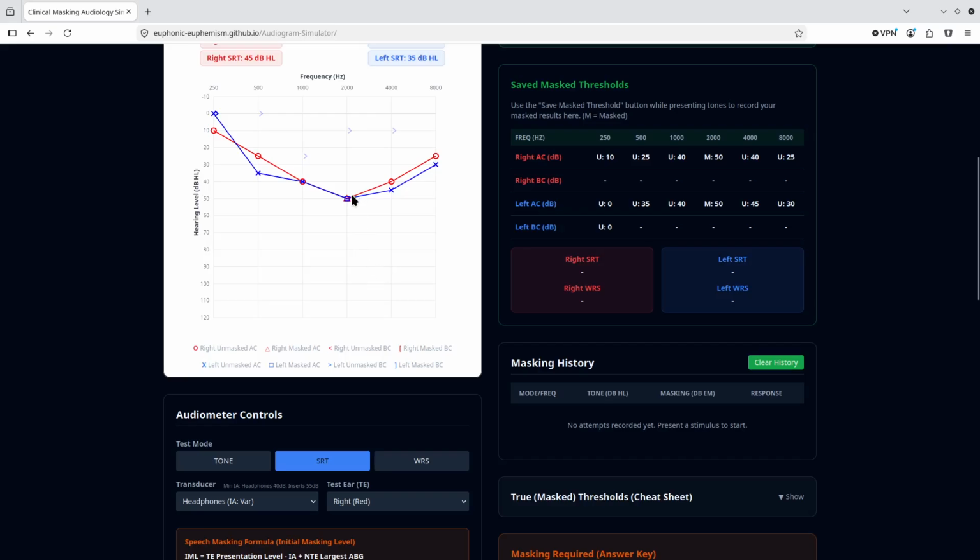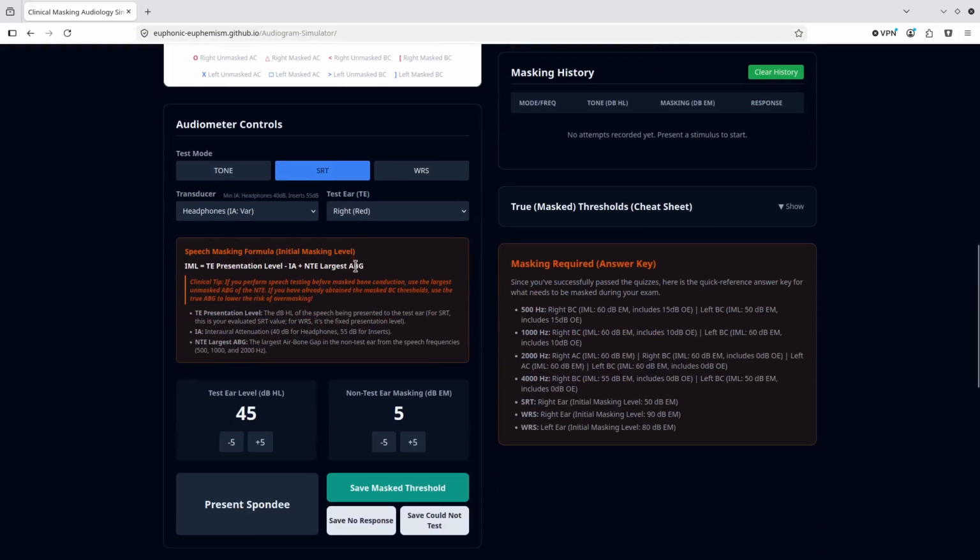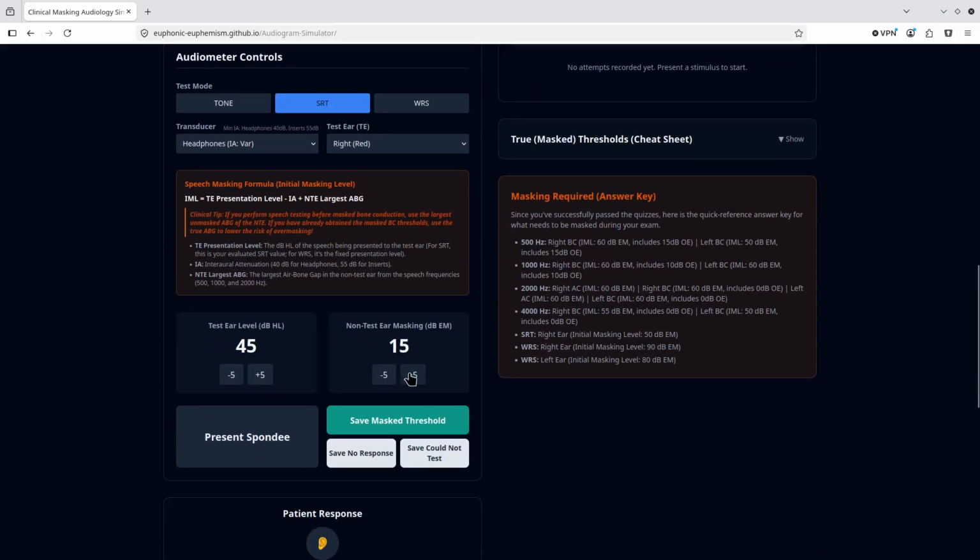And that would appear to be, from what I can tell, we've got a couple candidates here, 50 versus 10, that's 40 dB, or we've got 35 versus 0, that's 35. So it looks like we need to add 10 versus 50, which is 40 dB, onto that for our largest air-bone gap.